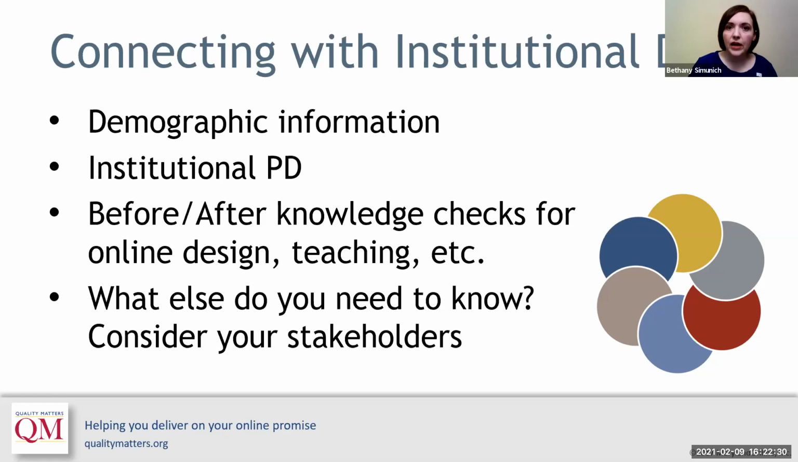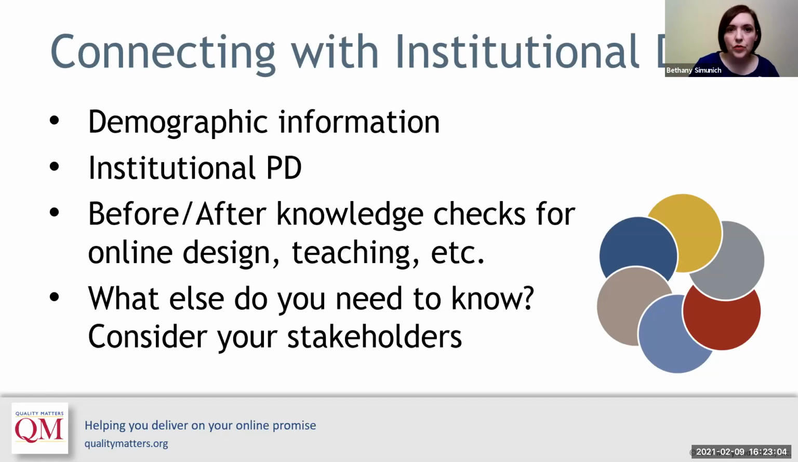But you may want to look at, for example, the correlation between your informal institutional reviews and then QM certified reviews. So you could marry those two pieces of data. Other things that you might want to collect, let's say, for example, you're really trying to increase faculty knowledge about different aspects of course design or online teaching. And let's say that you have that institutional PD around those topics. You might do a before and after knowledge check just to see if knowledge increases.